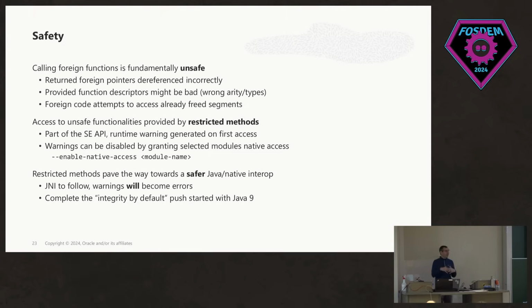This is a part of a bigger plan to move Java on a more solid foundation, one that allows us to provide integrity by default. So Java in its default configuration should always preserve integrity, which means it shouldn't be possible for native code to mess up with invariants such as, for example, mutating final fields and things like that.